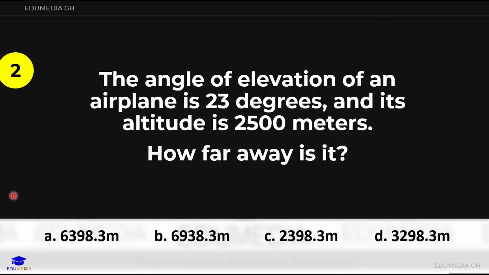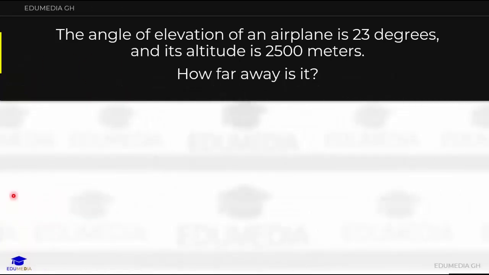Question number 2. The angle of elevation of an airplane is 23 degrees and its altitude is 2500 meters. How far away is it? To make this question easier for me to solve, I'll start by putting this question in a graphical representation so that I'll be able to solve it easily.